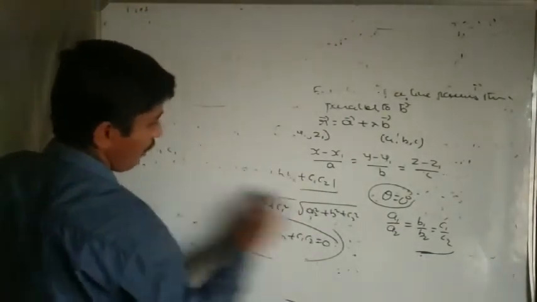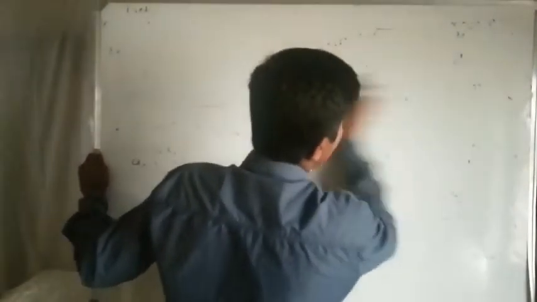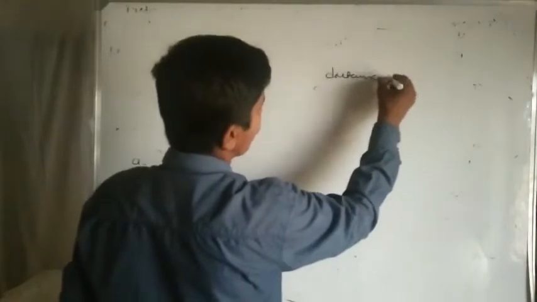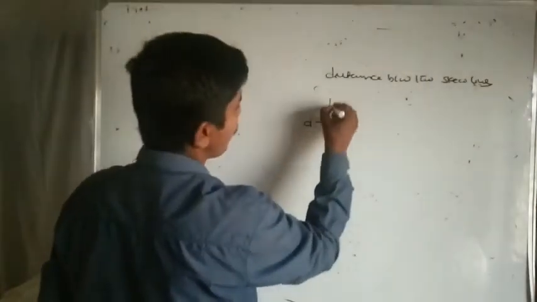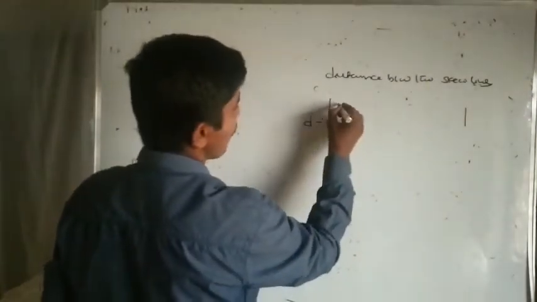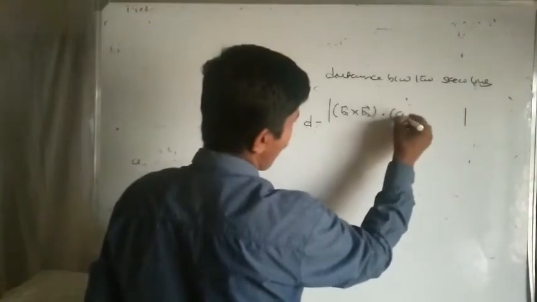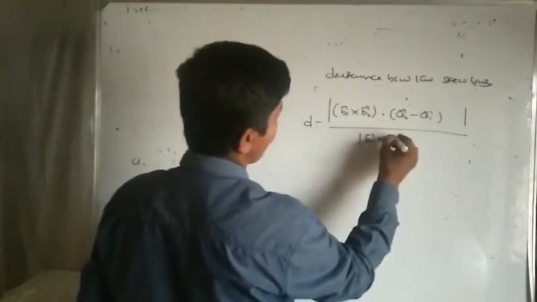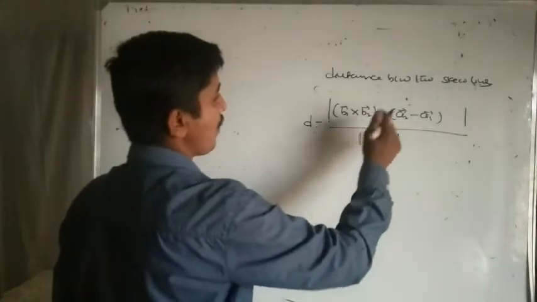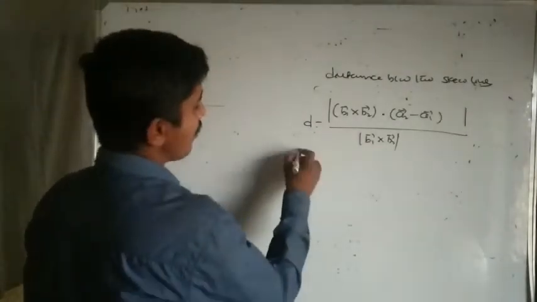Just here I am recalling previous concepts. The distance between two skew lines is given by the formula D equal to modulus of vector B1 cross vector B2 dot vector A2 minus vector A1, divided by magnitude of vector B1 cross vector B2.